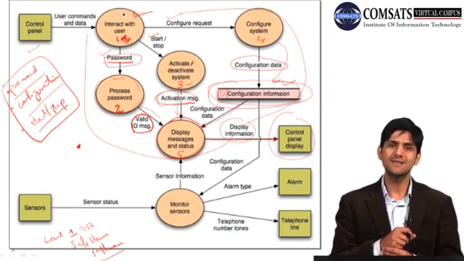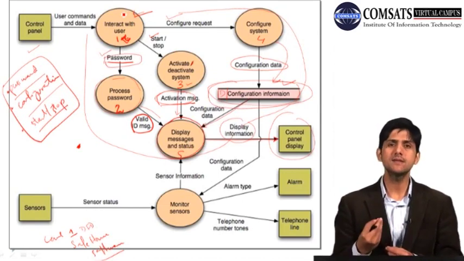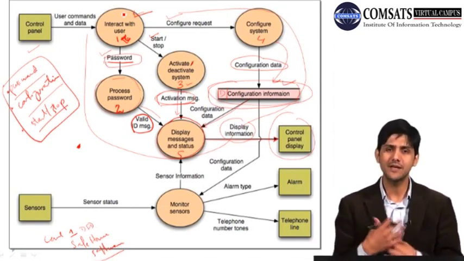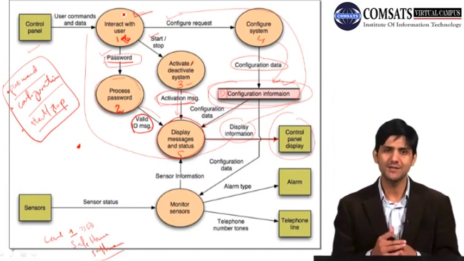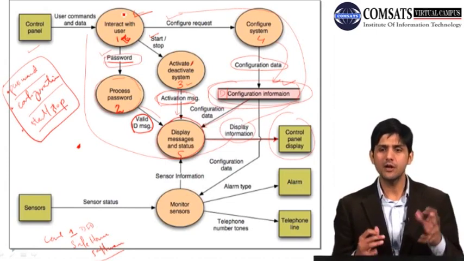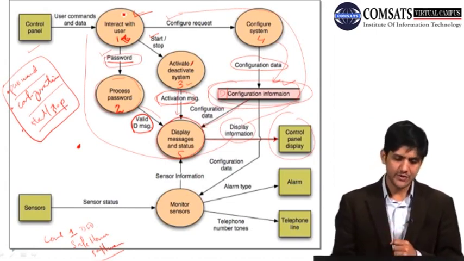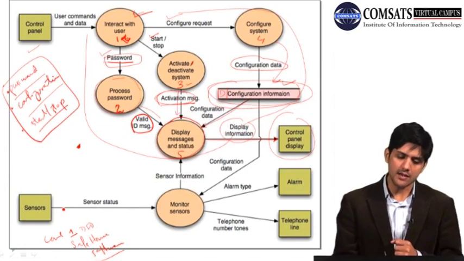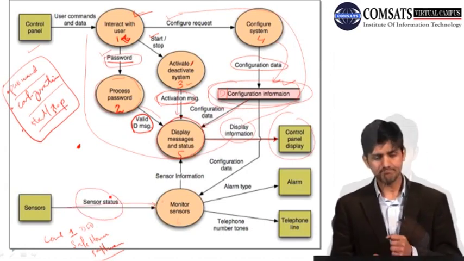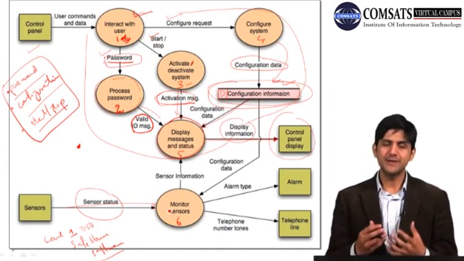Another external entity was sensors, and sensors send some key information to the system, because this system revolves around the input from the sensors as well, because depending on the input of the sensors, lots of events might be triggered. So what input is the sensor sending to my system? It is sending the sensor status. For that we make another process which is monitor sensors.